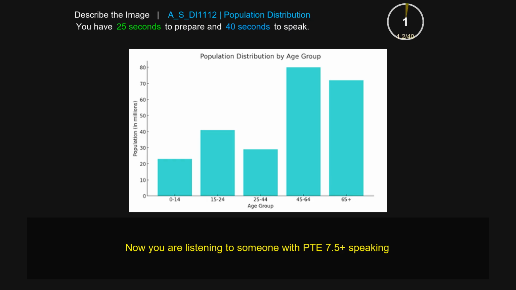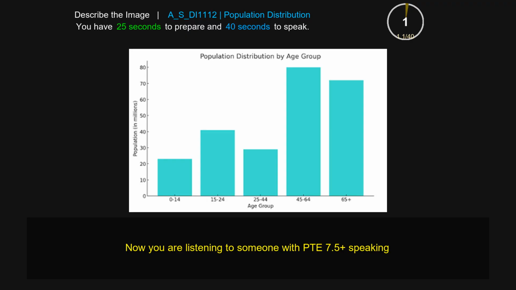This bar chart gives information about population distribution by age group. The x line gives information about age group. The y line gives information about millions. Moreover, I have talked about 0 to 14 and 65 plus. In addition, the maximum age group is 45 to 64, which is above 80 million, followed by 25 to 44 and 15 to 24, and the minimum age group is 0 to 14, which is less than 20 millions. To conclude, the image gives information about population distribution by age group.